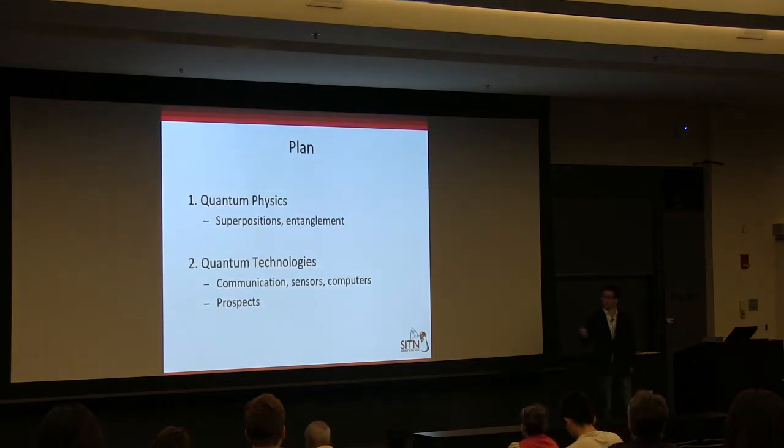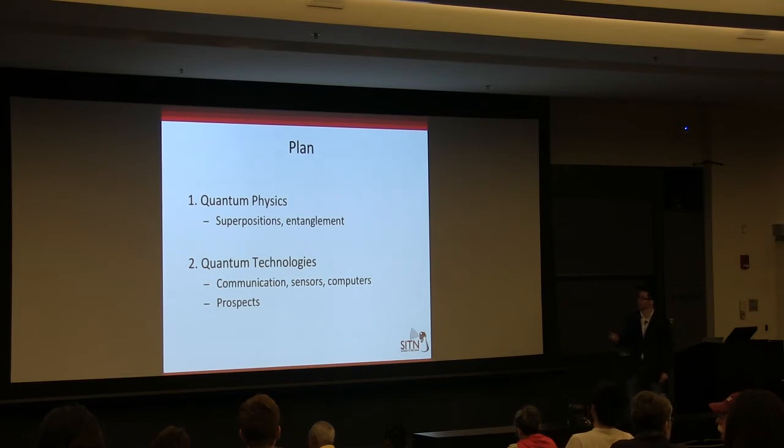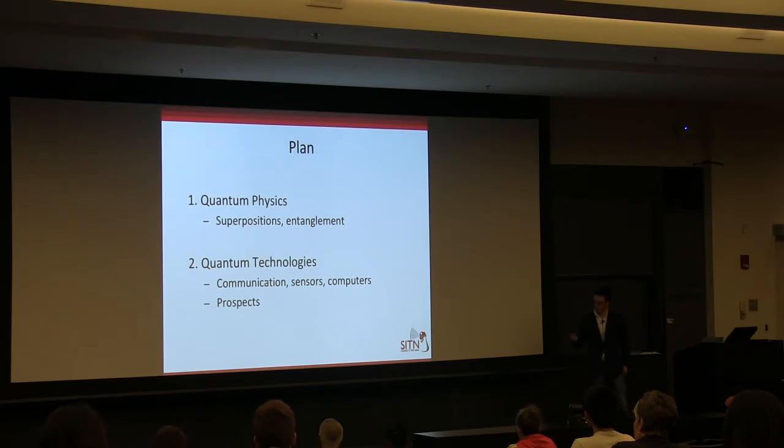So our story today has two parts. In part one, I'd like to take you on a whirlwind tour of quantum physics and tell you about two important phenomena that are called quantum superposition and entanglement. In the second part, I'd like to show you how we actually use these fundamental phenomena to make useful new devices. And so in particular, I'm going to talk about three applications called quantum communication, quantum sensing, and finally quantum computing. And to wrap it all up, we're going to talk about what this might mean for us down the road.